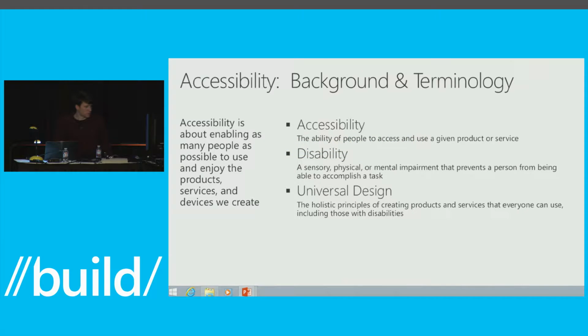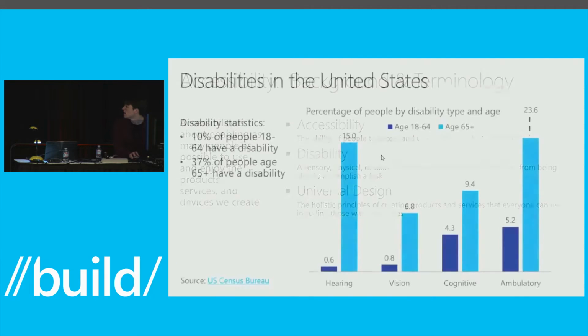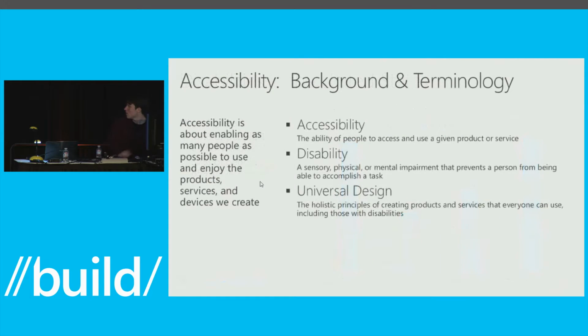So I'm just going to share a few terms. Let me just get rid of the taskbar there. When we talk about accessibility, we're really talking about enabling as many people as possible. And when we talk about software, we're talking about including people with disabilities and testing to ensure that those people with disabilities can interact with a given app or service.